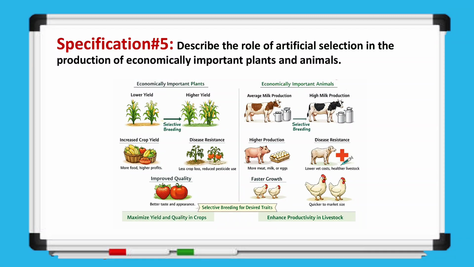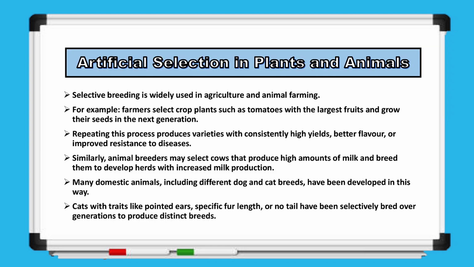Next, we move on to specification 5, which asks us to describe the role of artificial selection, also known as selective breeding, in producing economically important plants and animals. Artificial selection is a process where humans deliberately choose organisms that show desirable characteristics and breed them together over many generations. The aim is to produce offspring that consistently inherit these useful traits. Unlike natural selection, where the environment is the selecting force, here it is humans who decide which traits are most valuable. In agriculture and animal farming, this process is widely used.